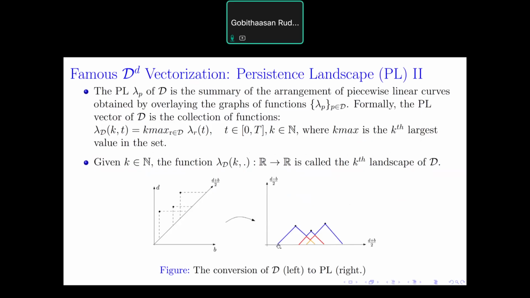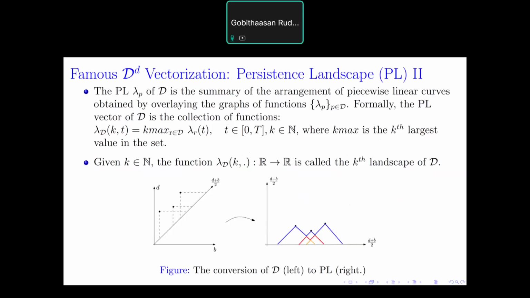The first maximum value can be represented in blue lines. The next maximum value can be represented with red. And finally, the third maximum value can be represented by orange lines. So the first line we can denote as lambda 1, the second line we denote as lambda 2, and the third line we can represent as lambda 3.